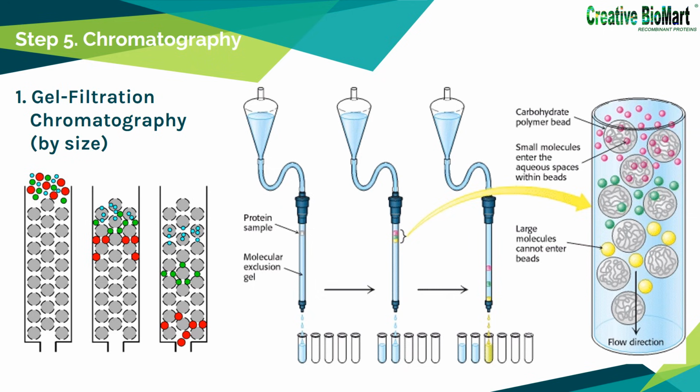Small molecules flow a longer distance than the larger molecules. So, the large molecules flow more rapidly through this column and emerge first. Molecules that are of a size to occasionally enter a bead will flow from the column at an intermediate position, and small molecules, which take a longer, tortuous path, will exit last.